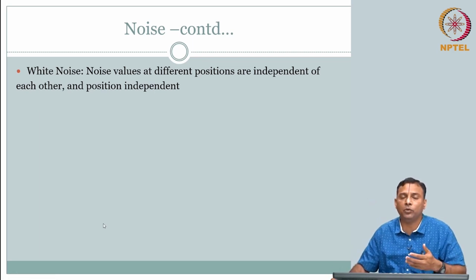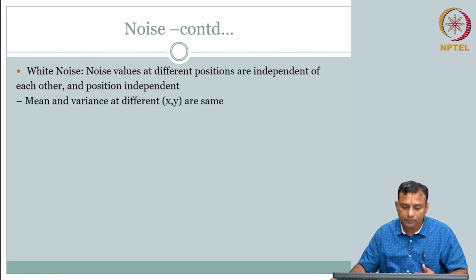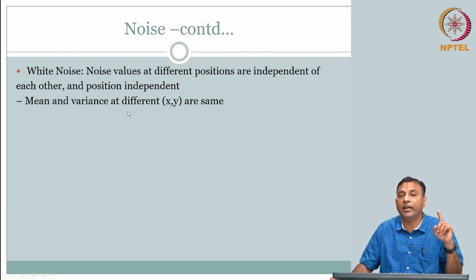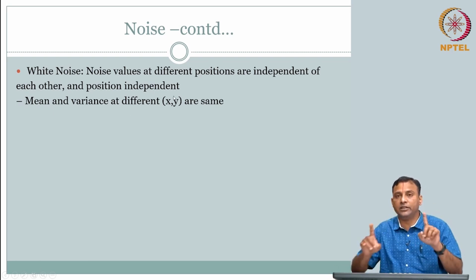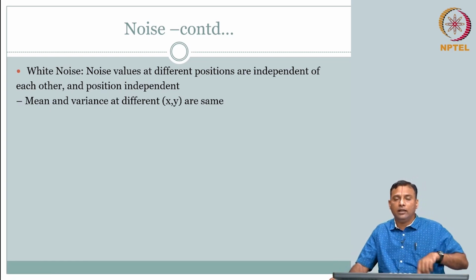So how do we write it in terms of whatever we have covered so far? How does the distribution function look, right? That means mean and variance. So, when we talk about noise values being independent of each other, that means mean and variance at different locations are the same, and it is not dependent on other locations.